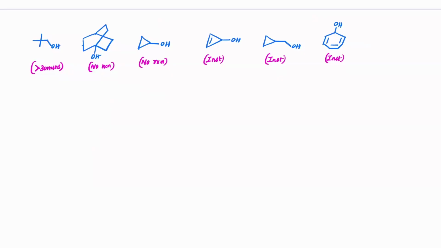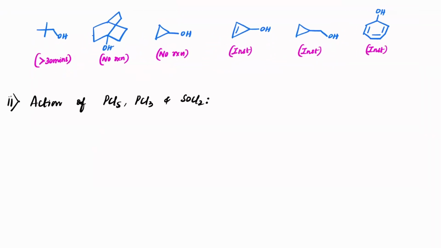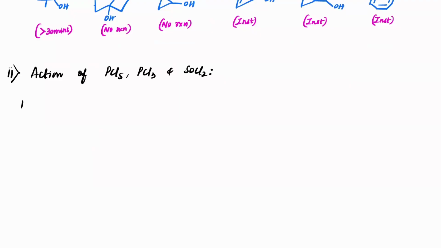The next type of reaction we will see here, second type of reaction we will see here is action of PCl5, PCl3 and SOCl2. Action of these three. How does that happen? So check out reaction wise. First, RCH2OH plus PCl5. This will make a reaction to form RCl plus POCl3 plus HCl.